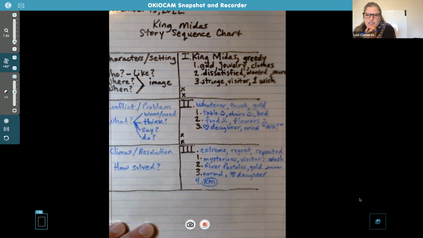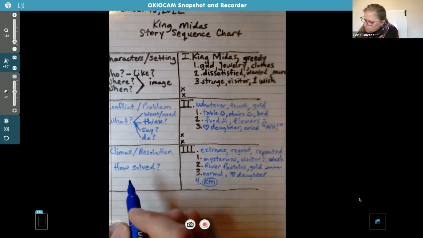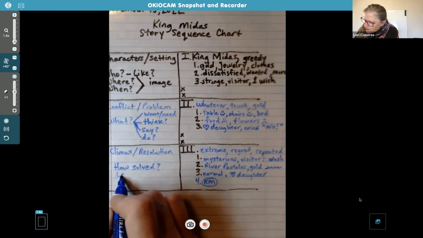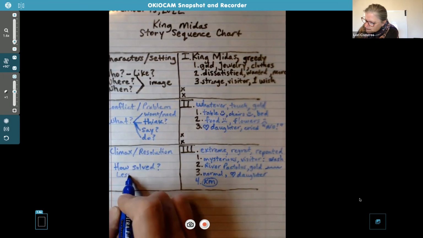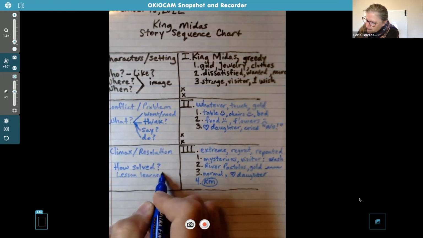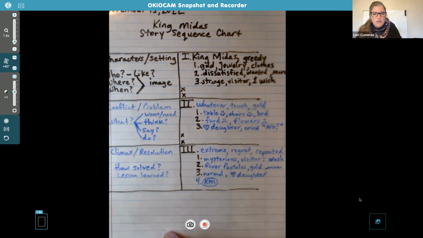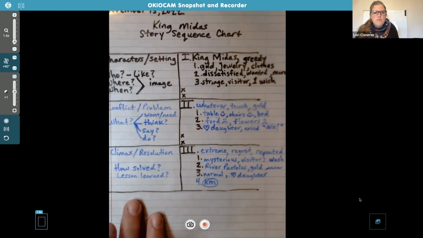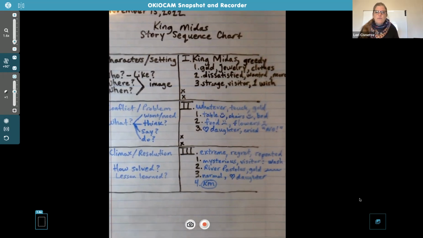He decided he wasn't greedy anymore. See, this is what we learned. I want you to add this word, lesson learned here, because that's another thing that we can get. I know I'm adding a lot to this chart, so just take your time and copy it exactly like how I have it on mine. So he learned a lesson and he decided he wasn't greedy anymore in the end, right?